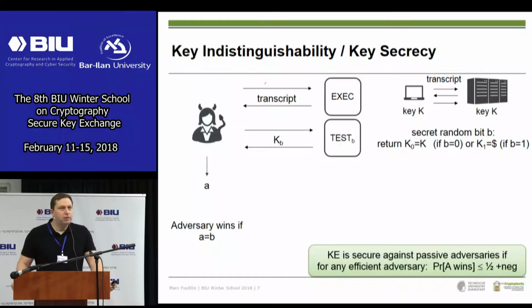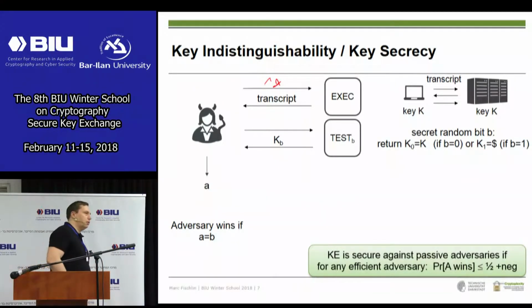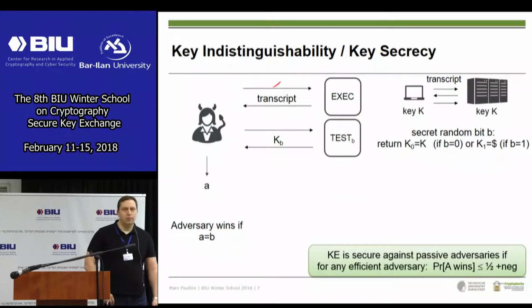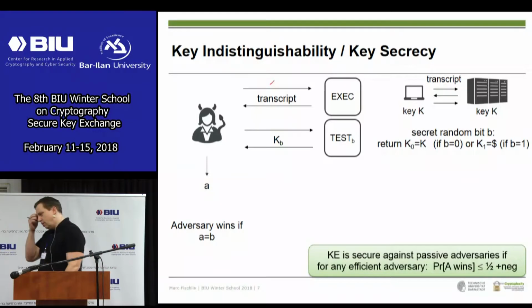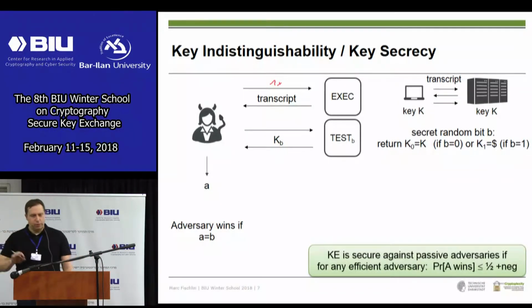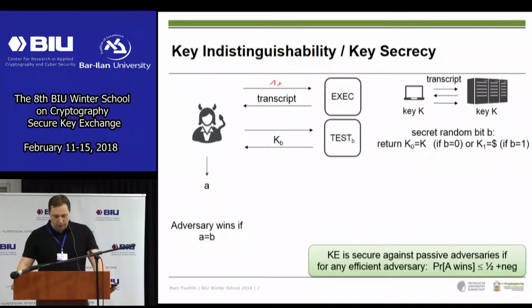But I should mention that sometimes you really have static Diffie-Hellman keys. For example, if you have certified keys on smart cards and so on, then they sometimes use static keys, but typically just one side of the two partners.